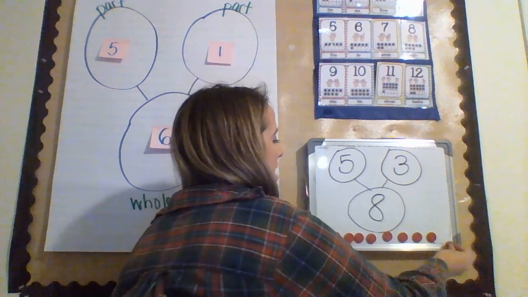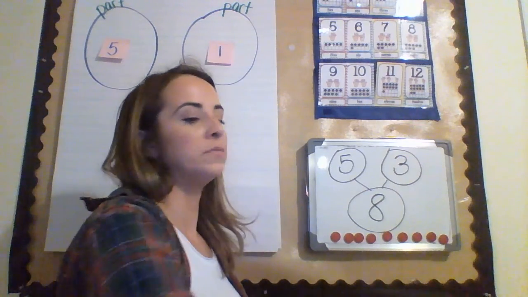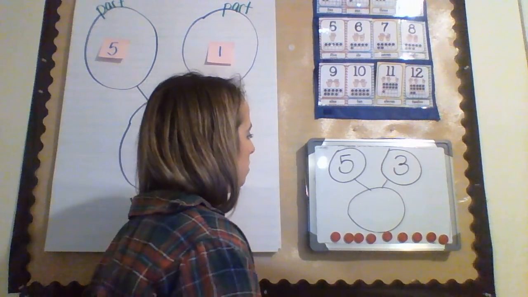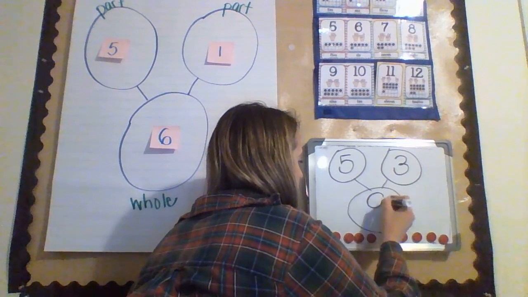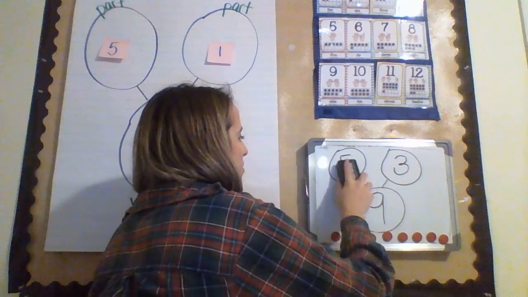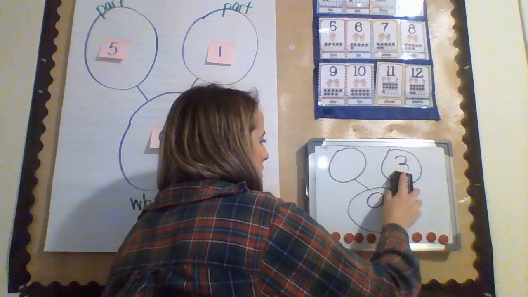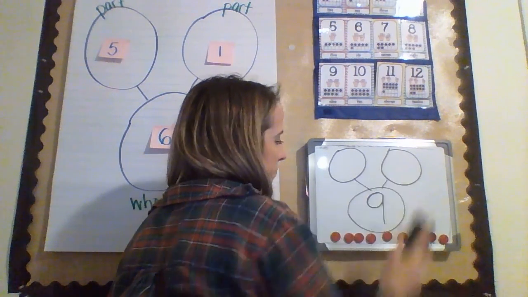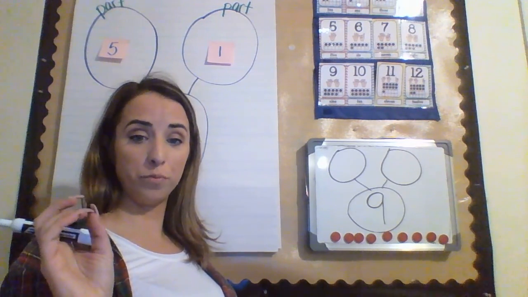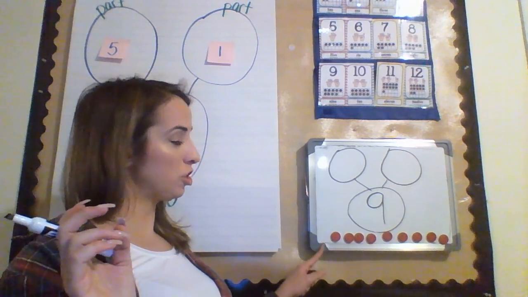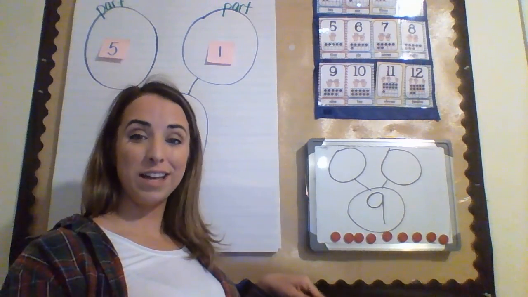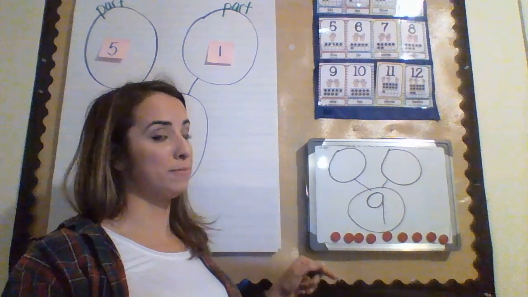So make sure you have 9. My whole now is the number 9. I'm going to erase my 5 and 3. All right, here we go. This one's going to be on your own. Make sure yours looks just like mine. Remember, you can pause this so you can stop and catch up. You can always pause me, okay?